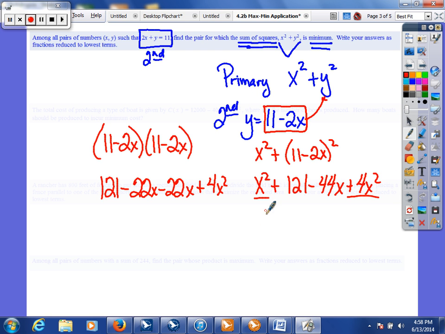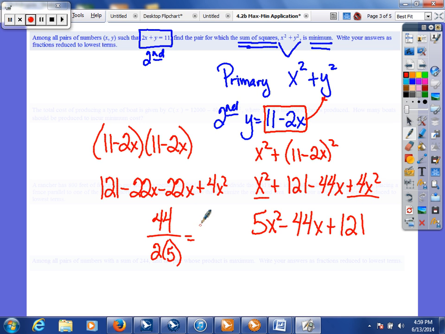Combine a couple of like terms. There it is, 5x squared minus 44x, just reorder it a little bit, plus 121. There's our function. What do we do? We find the x value of the vertex, which is the opposite of b, all over 2 times a. And guess what we get? 44 over 10. You can reduce that to 4.4 if we want to leave it as a decimal, or you can reduce the fraction down, take a 2 out and leave it as 22 over 5. These are equivalent. That would be your x value.